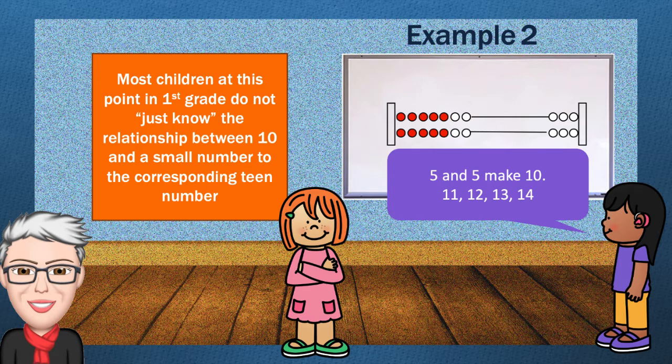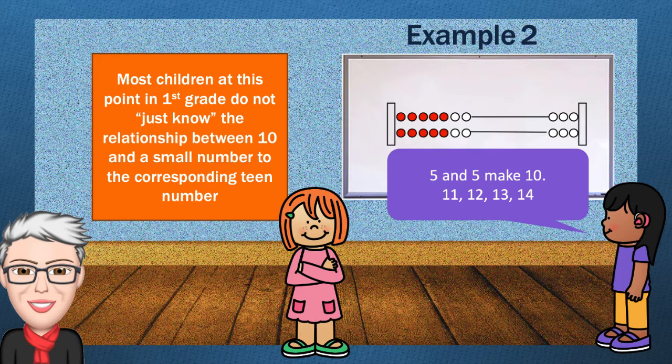In fact, most children at this point in grade 1 do not just know that 10 and a small number gives the relevant teen number. That is, 10 and 3 are 13, 10 and 7 are 17, etc. Coming to just know this relationship between 10 and a small number is the corresponding teen number is one of the conceptual advances the majority of children make as this sequence progresses.